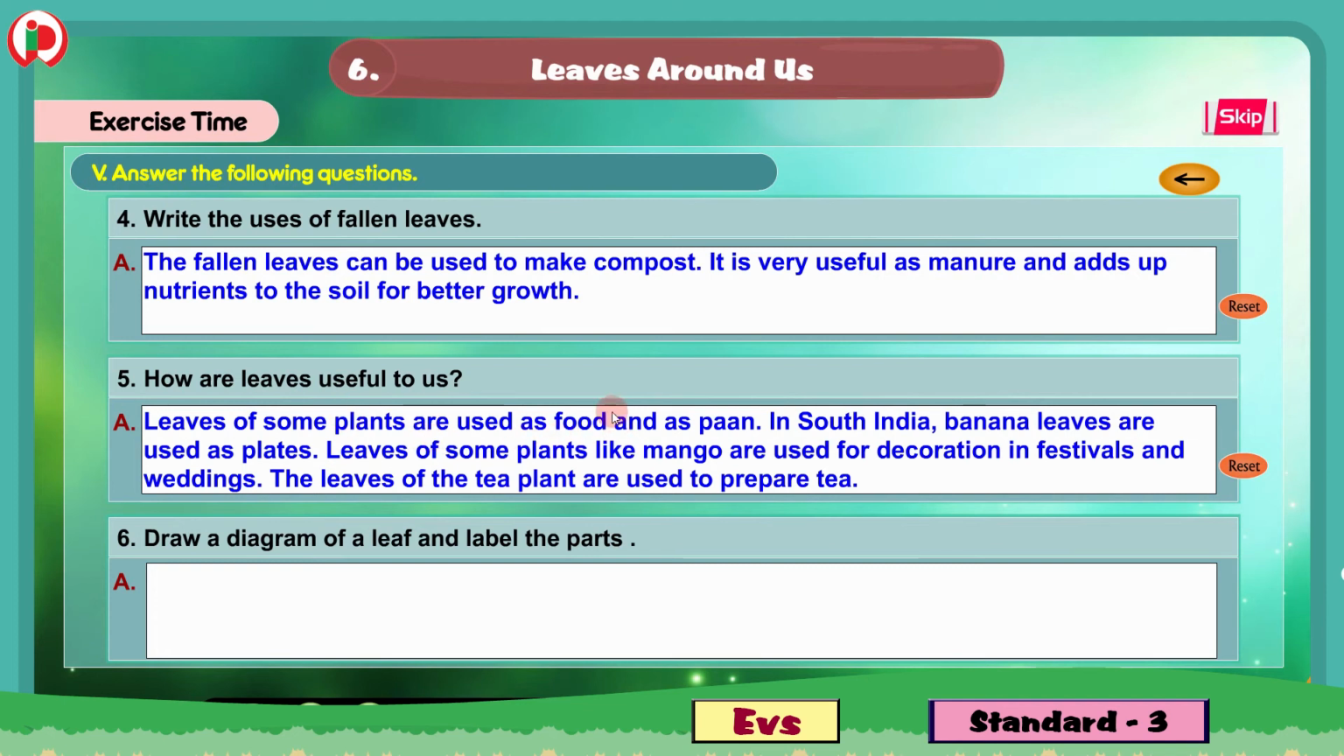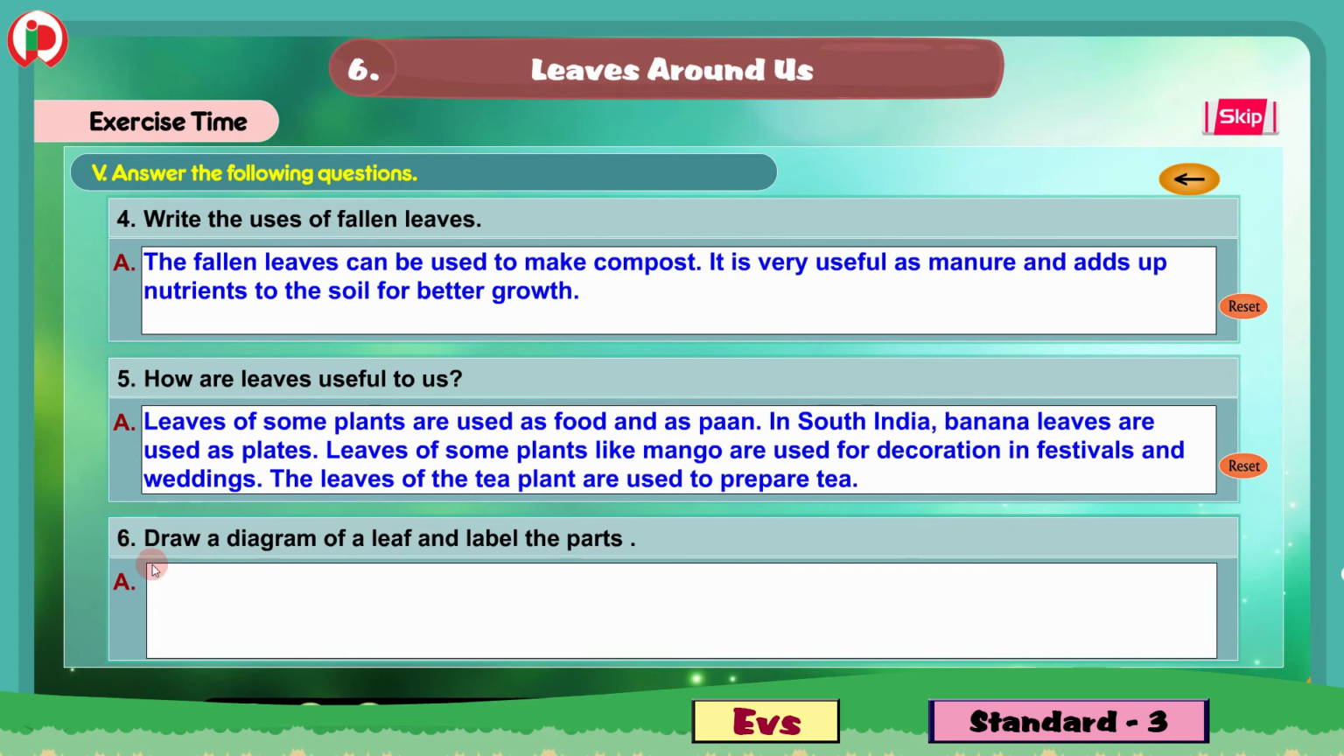Some leaves are used as food and as pan. Like spinach, we use it as a vegetable, and the betel leaves we use as pan. And in South India, banana leaves are used as plates, and some leaves of plants like mango are used for decoration in festivals and weddings. And the leaves of the tea plant are used to prepare tea powder.